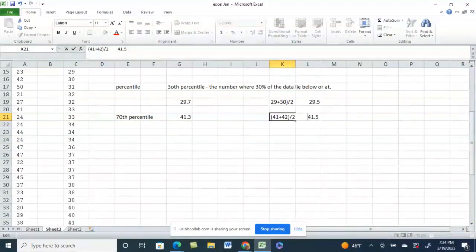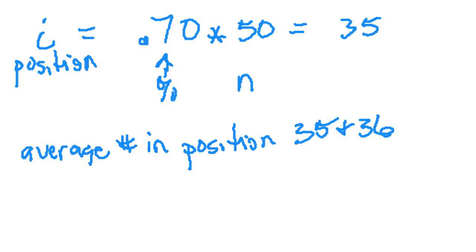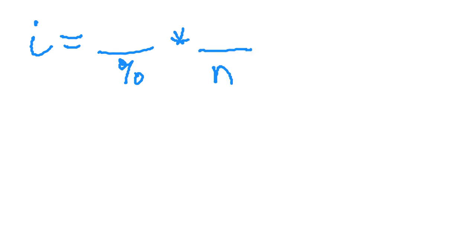All right, let's go back and talk about what happens when that's not an integer. That means not a whole number, and you have a decimal. Suppose when you did it, your percent times n, the number of numbers in your data, equals a decimal. You'll have a whole number and then a decimal part. So you always round up.